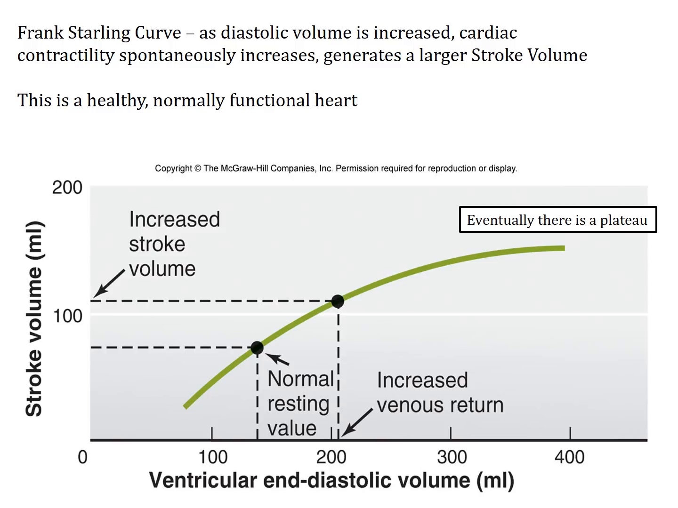How do we get more volume moving into the heart? Through skeletal muscle contraction. By contracting muscles, we contract veins, and contracting those veins pushes more blood into the vena cava, back into the right atrium, and then starting to fill the heart.